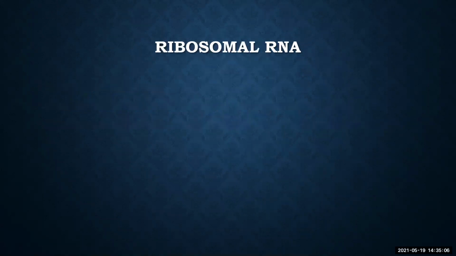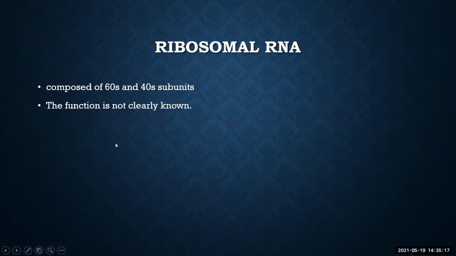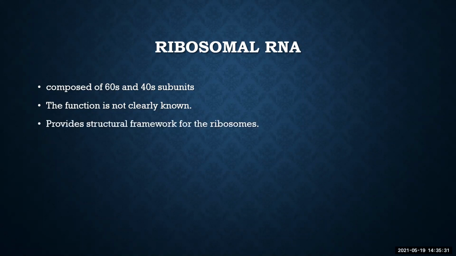Next is ribosomal RNA. Ribosomes are composed of two types of subunits, 60S subunit and 40S subunit. The function of ribosomal RNA is not clearly known. What is the exact role of ribosomal RNA in synthesis of protein? It's not entirely known. We don't understand it completely. However, it is believed that this ribosomal RNA provides a structural framework for the ribosomes.